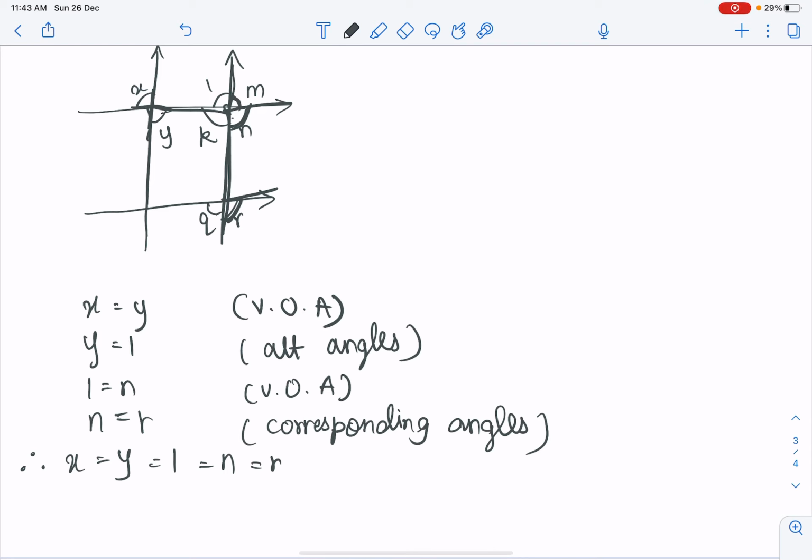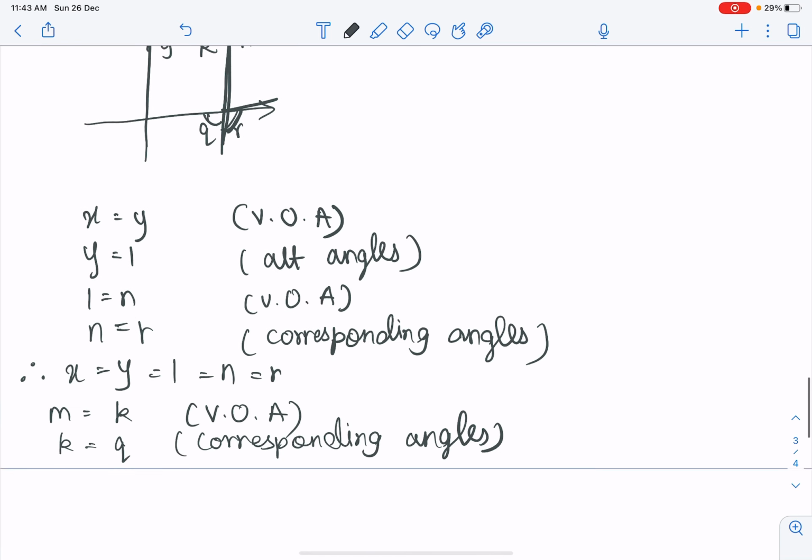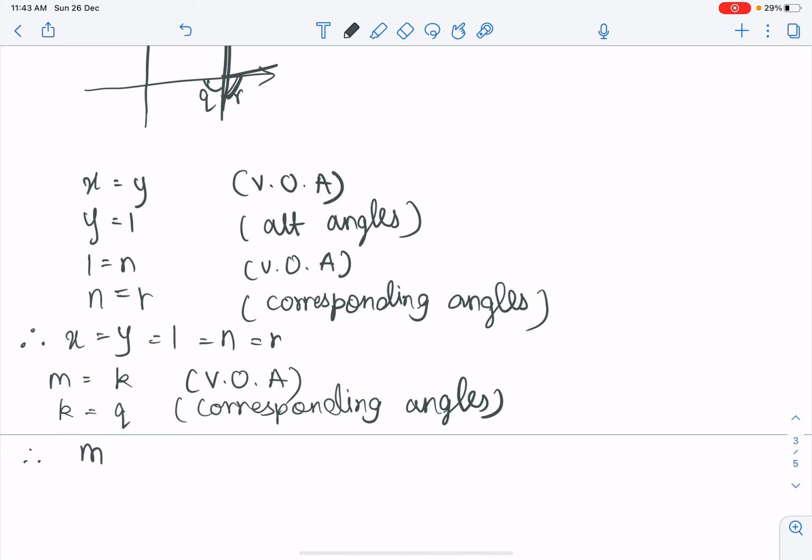So let's move on to M. M can be equal to K because of vertically opposite angles. And K can be equal to Q because of corresponding angles. And then you can again write a statement that M is equal to K is equal to Q. So these two statements are your answer. Understood? Yes. So now we will move on to question number 4.